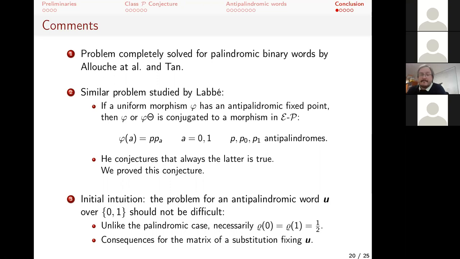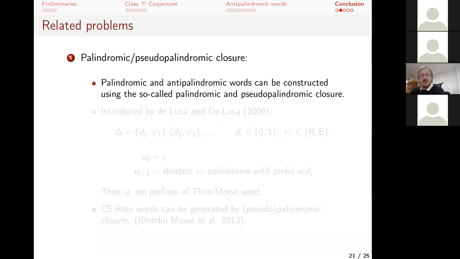Finally, I've got just two or three related problems. First of all, pseudo-palindromic closure. Again, a lot of people here know that palindromic and also antipalindromic words can be constructed by the so-called palindromic or pseudo-palindromic closure.